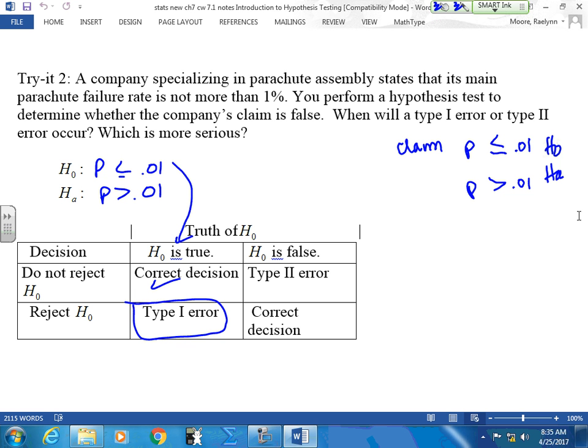Okay, flip side of this. This really is not a true statement. Even though I claim this, it's really not true. I lie. I really have more than 1% failure rate. So I claim this. So now it's really false. And they did not reject me. I really lied and nobody caught me. So now I have a type 2 error. Who is affected?